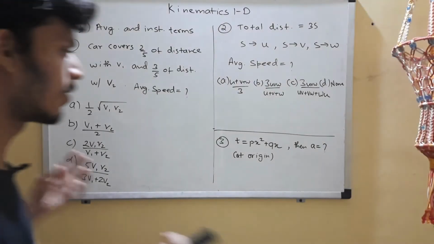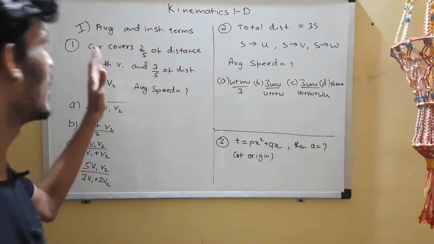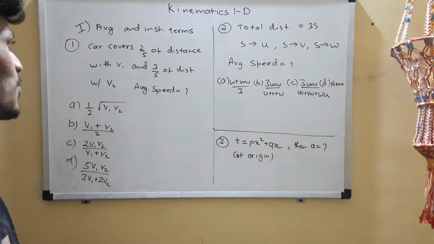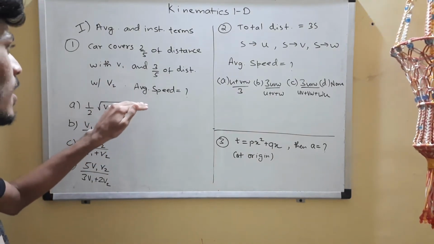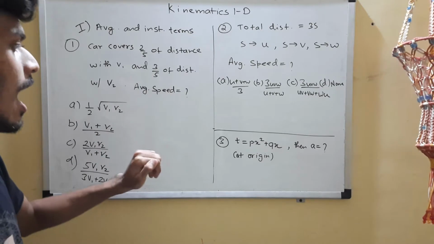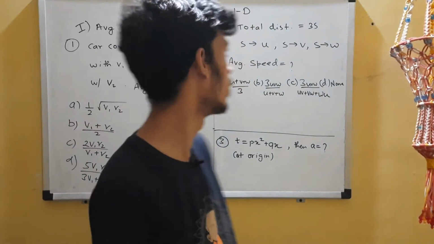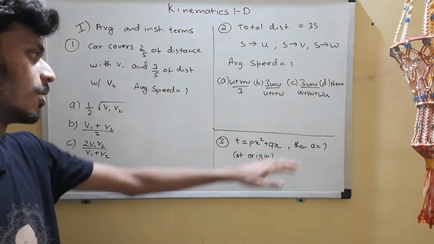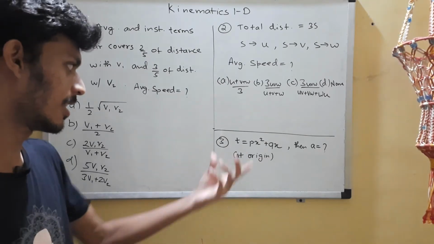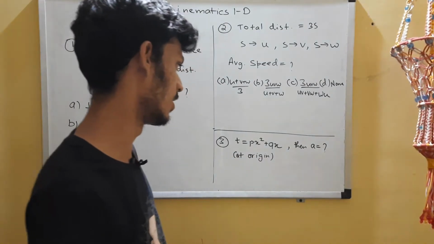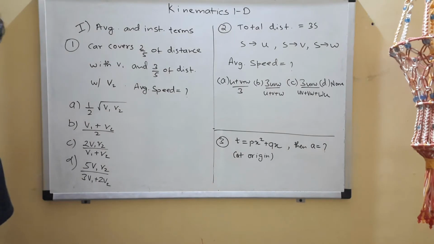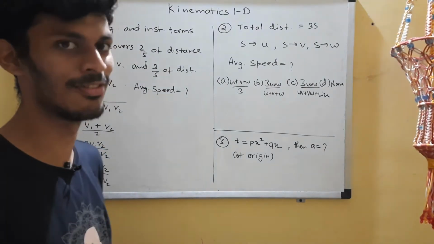So coming to our first topic, which is nothing but average and instantaneous terms. As you can see, the questions in BITSAT are asked on average speed, and here we have a question on your instantaneous term. Here you are supposed to find the acceleration and you are given this equation over here. So let's go through the questions. Let's try solving them.